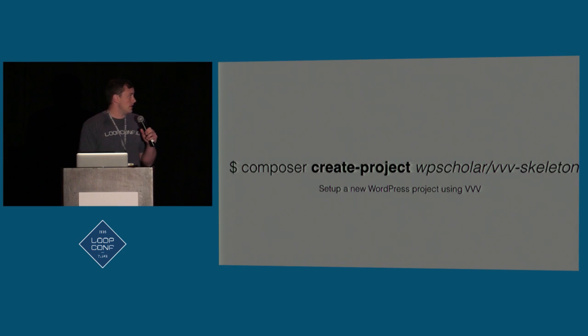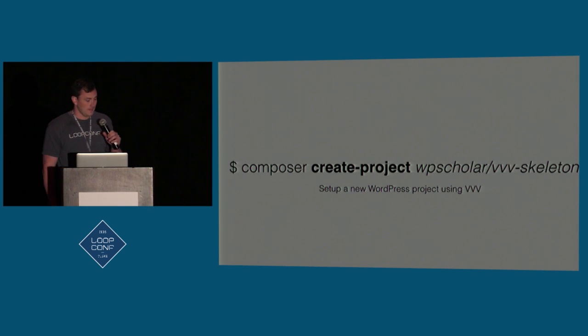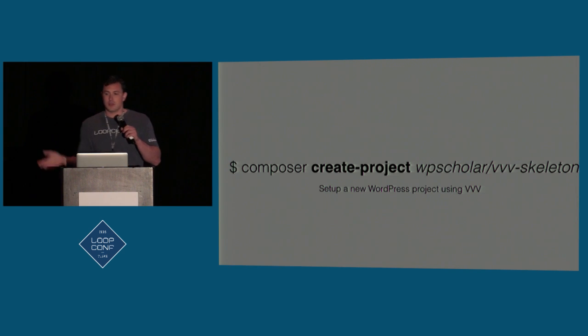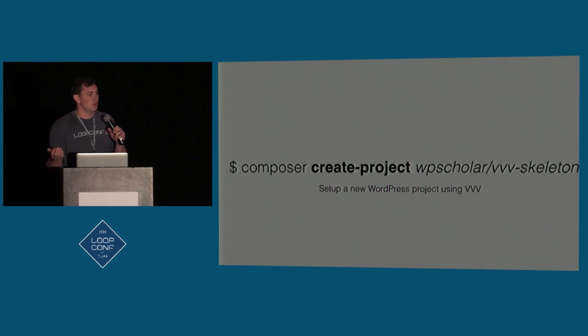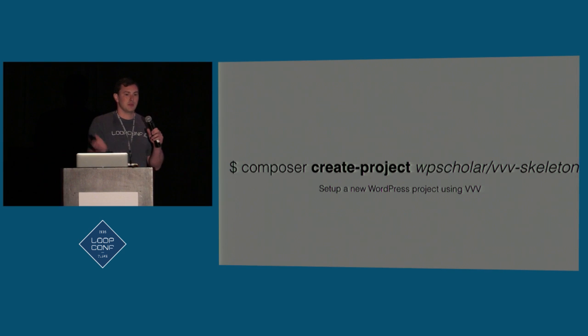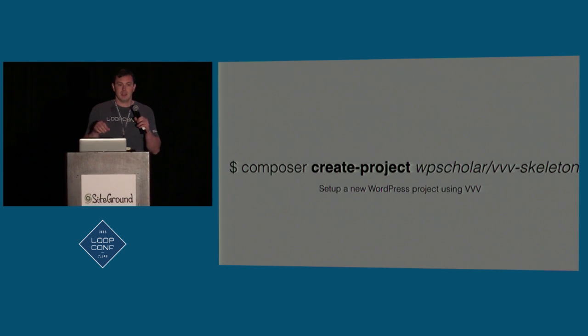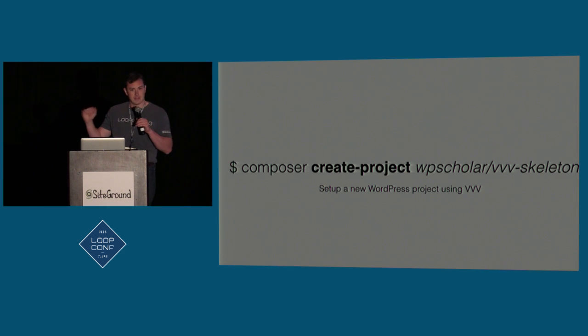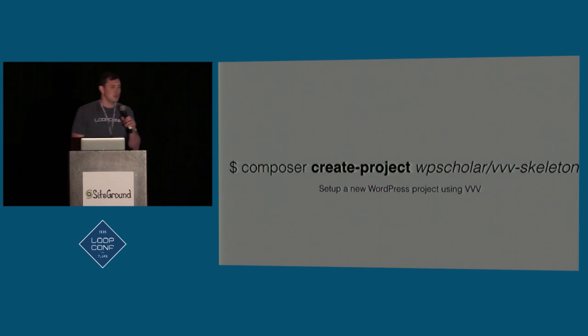So for those of you that use something like VVV, I have one that's called vvv-skeleton. If you take VVV and you run this command within the www directory, there's a parameter that comes at the end after the vvv-skeleton. You can do a space and then the name of the directory that you want it to create. So you can actually use this to create new projects within VVV. And there's a README in there.